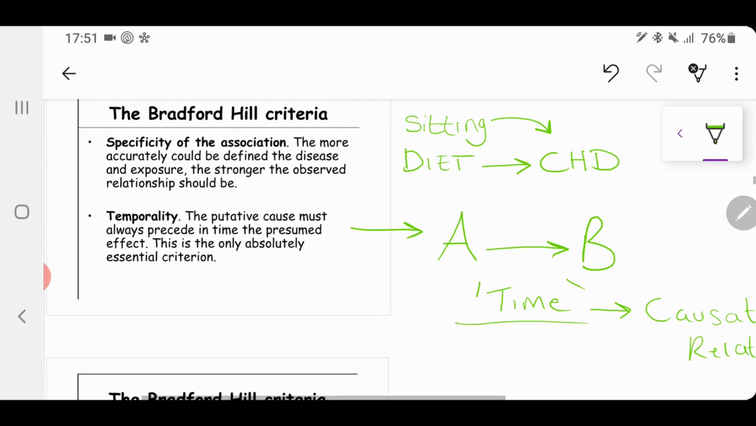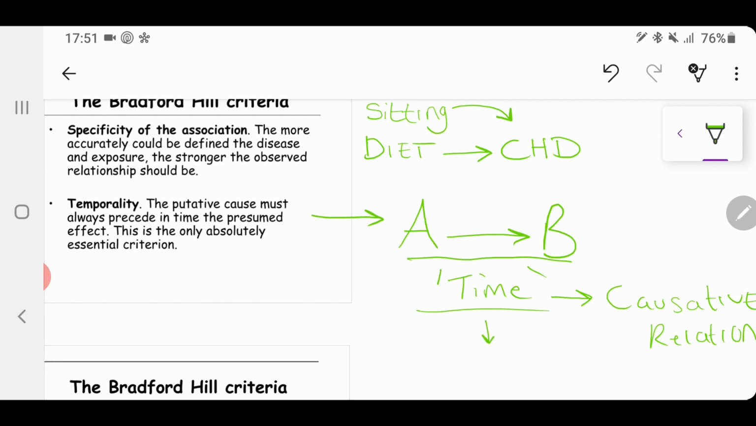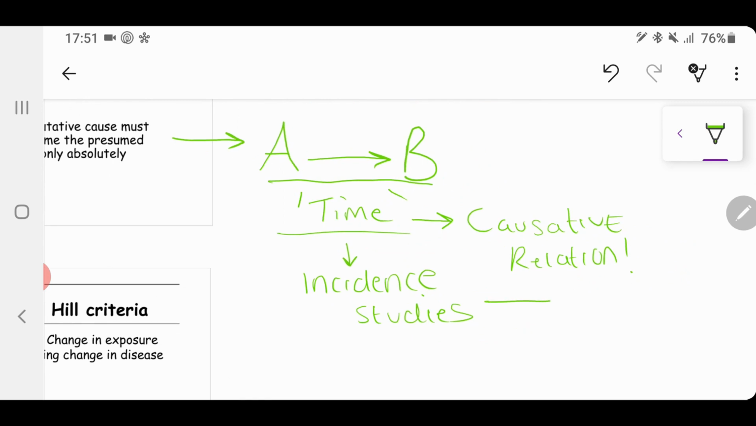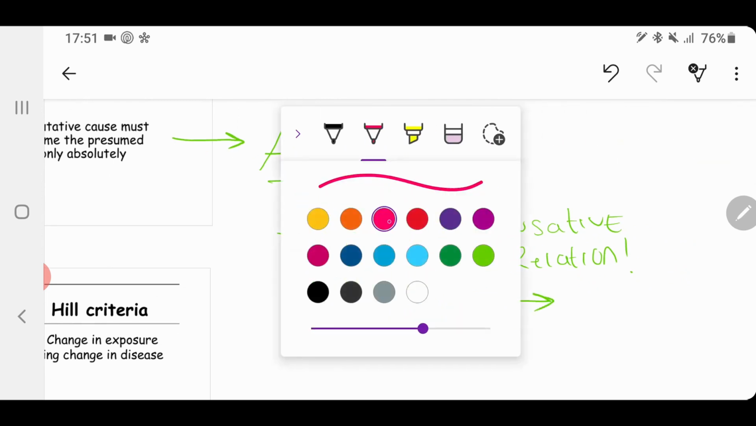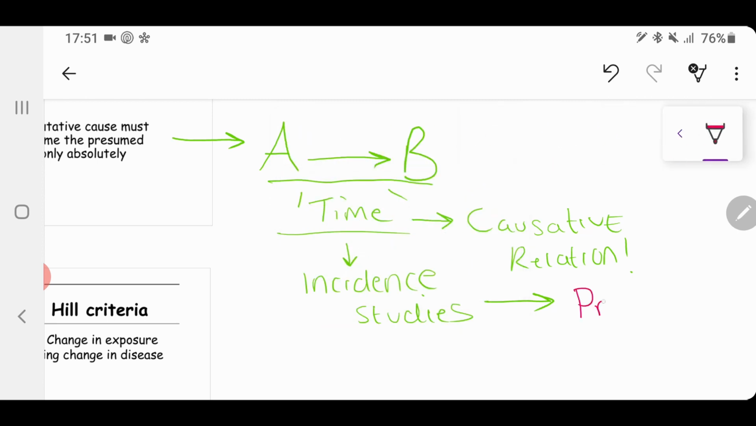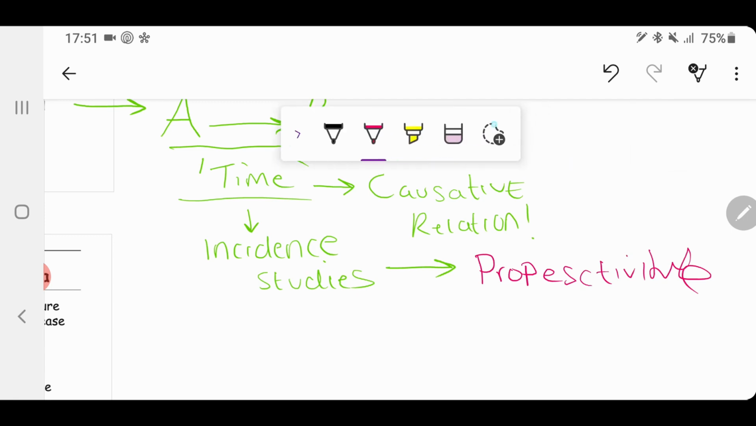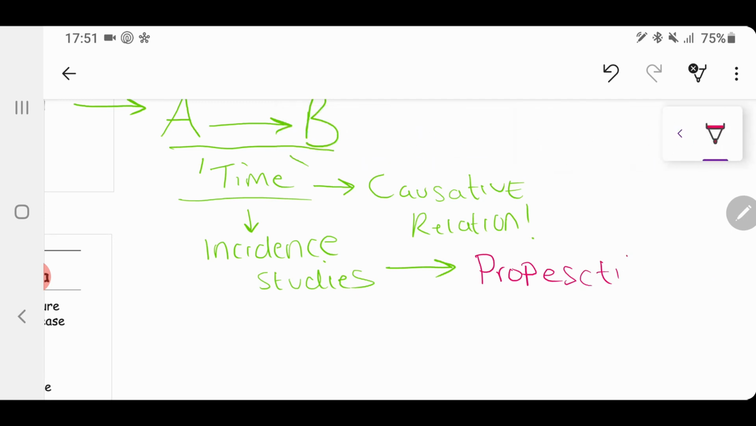All right, so to conclude, for A to cause B, there has to be an element of time, and this is associated with incidence studies, or studies that include time, usually time in a prospective manner, not a retrospective. And so prospective is usually synonymous with cohort.